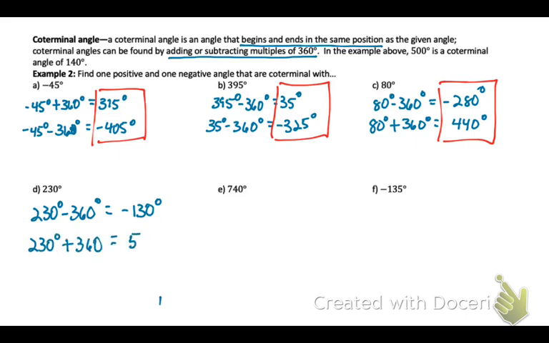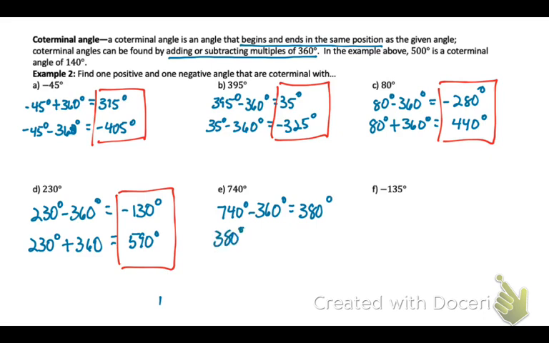So what we're doing is we're just finding the angle that is one more rotation around, that begins and ends in the same spot. With 740, we're going to need to subtract, and that'll take us down to 380 degrees. So notice, to get negative, we're going to have to subtract 360 two more times. So we get negative 340 degrees.